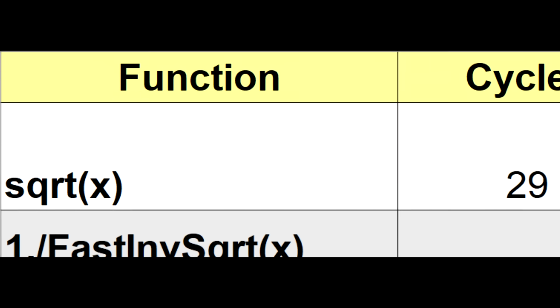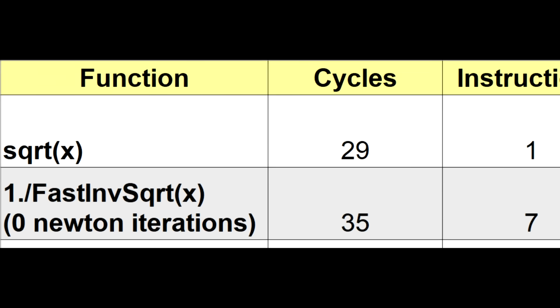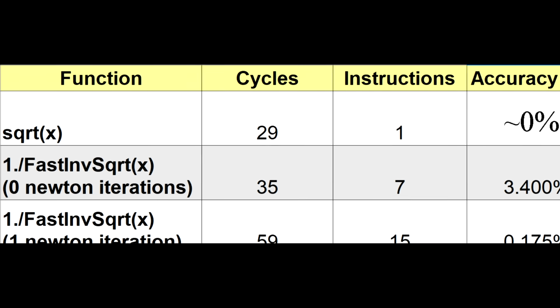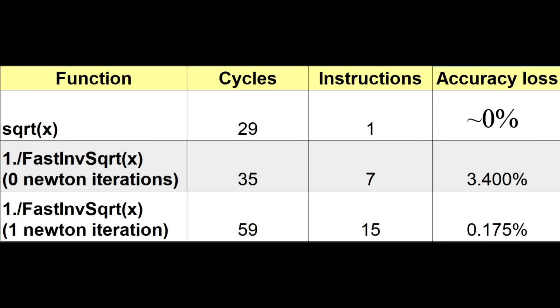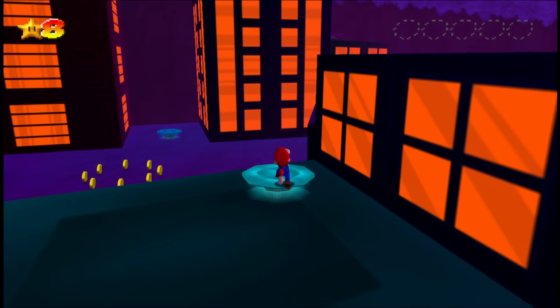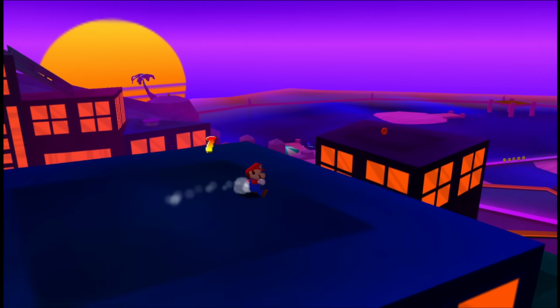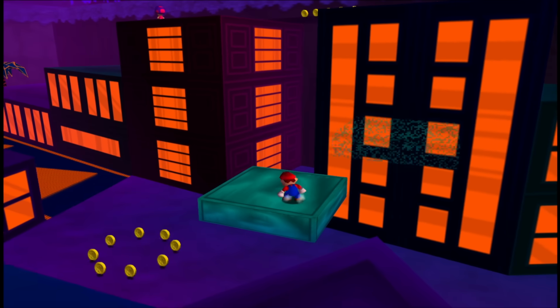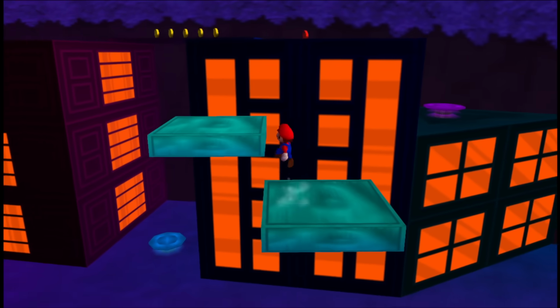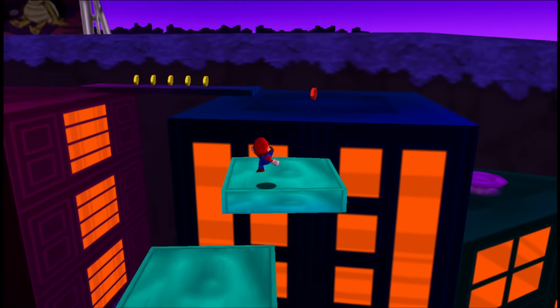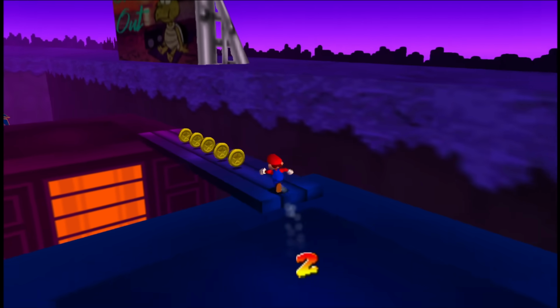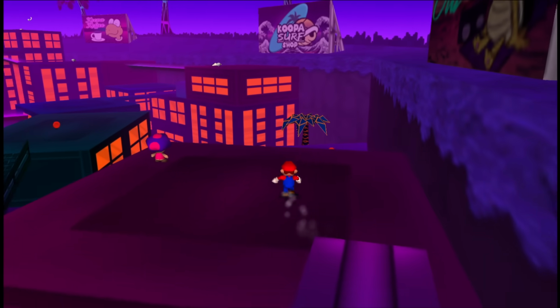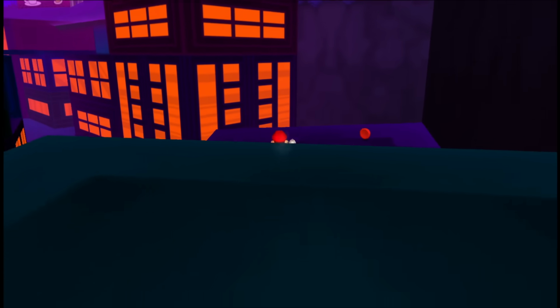Here is a table comparing the cycle costs for using the built-in square root function and using the fast inverse square root with 0, 1 Newton iterations. Don't worry about what a Newton iteration is just yet. It's just a cheap little thing we can do to increase accuracy. For this reason, it only ever makes sense to use the fast inverse square root function if we actually want to compute 1 divided by the square root of x, and never if we need the actual square root of x. Additionally, there is another issue.